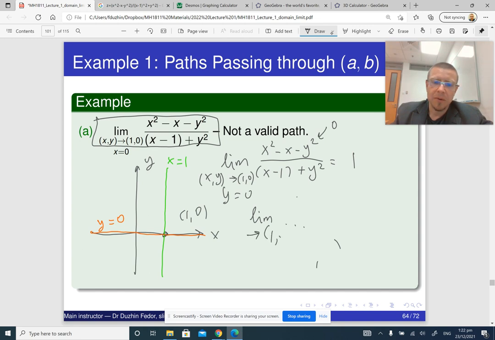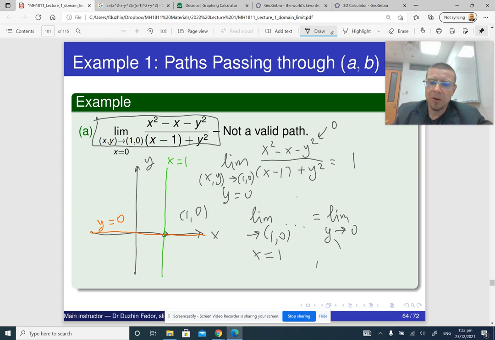So (x, y) tends to (1, 0). But now I'm going to look at the other path, along the path x equals 1. Essentially it means that now I'm taking the limit. So x has been accounted for, but now y approaches 0 instead.